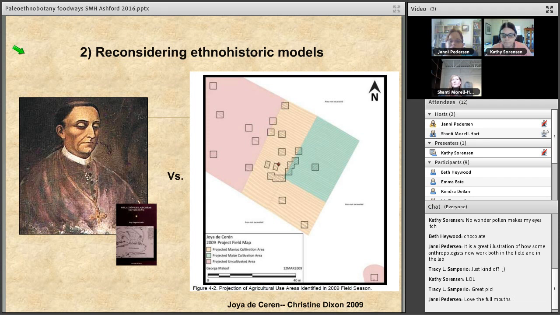But it's from Diego de Landa that a lot of archaeologists for many, many years, I would probably say about 100 years, got ideas for how people were cultivating food, processing food, the different kinds of foods and the different kinds of plants that people were making use of.